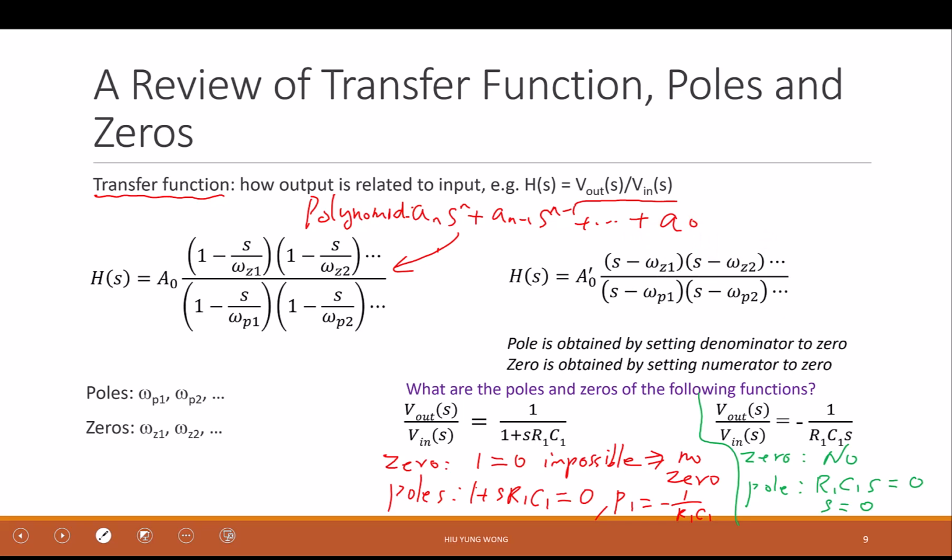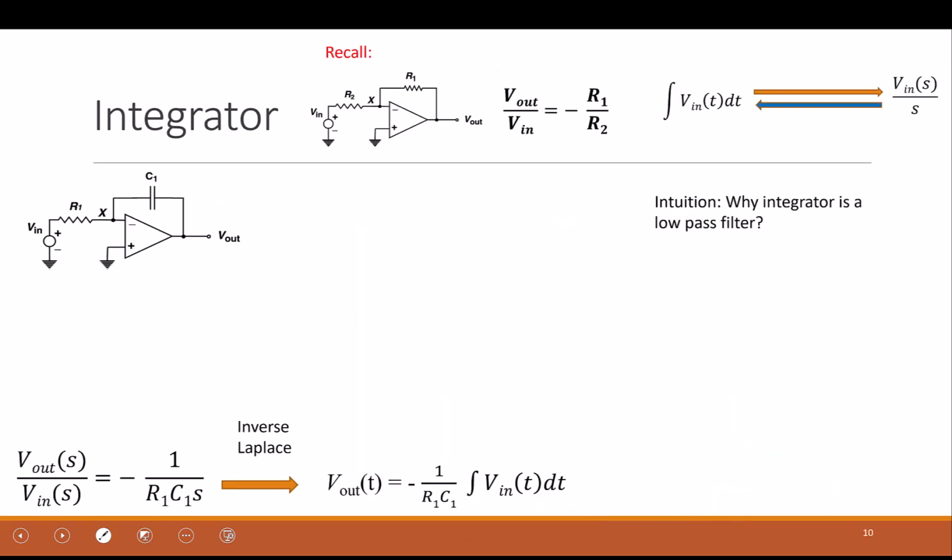Okay, this is the transfer function, right? So you know that already, just a quick review. Now, then we want to solve this circuit. This is called an integrator.